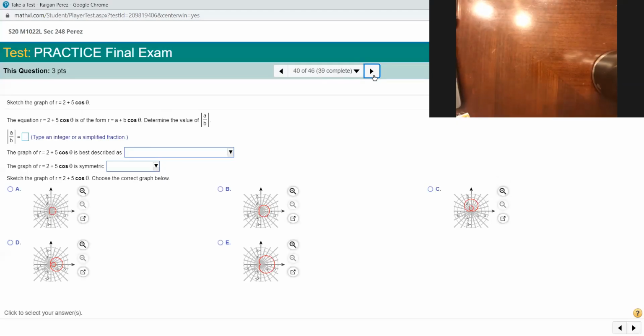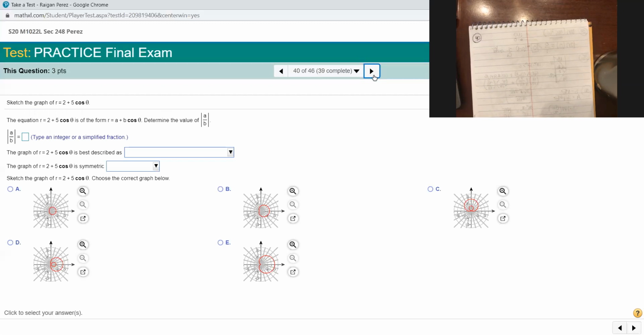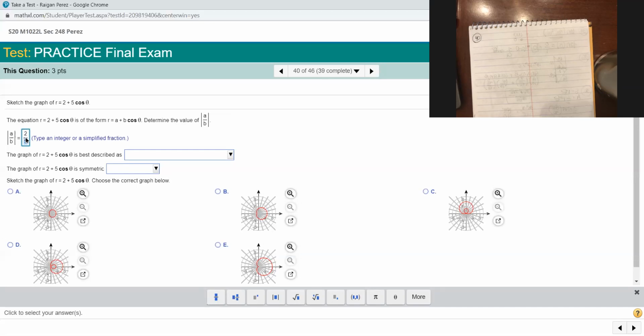Okay, number 40, this is one of the lessons we recently did. Okay, so I've got R is equal to 2 plus 5. So it's one of the weird circles, if you remember me calling it that. And so you've got to find A over B. So 2/5 is what we got right here. Okay, so if it is less than 1 but positive, it's a limaçon with an inner loop.